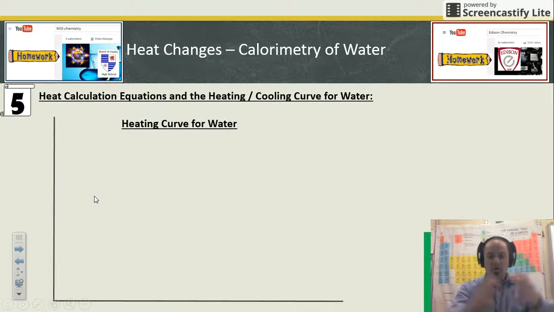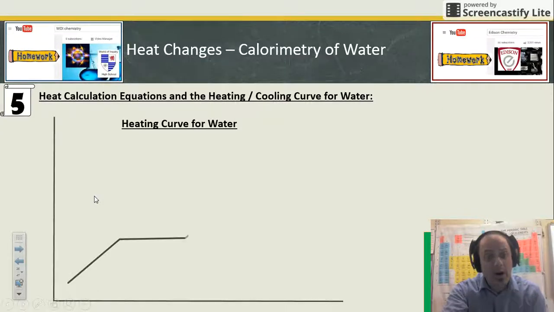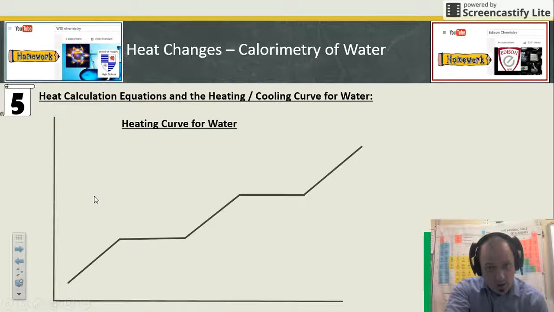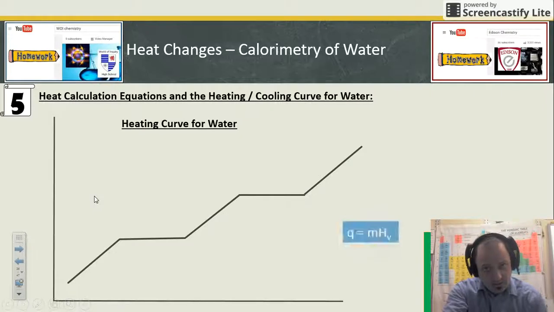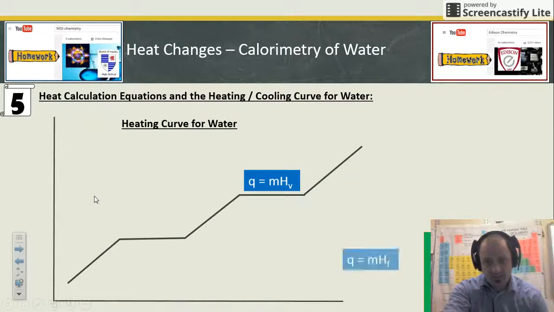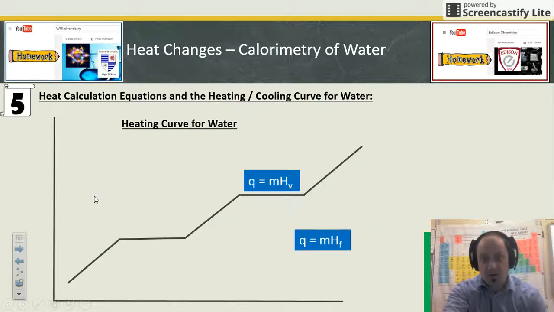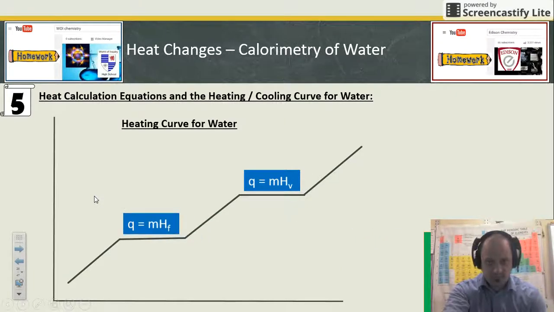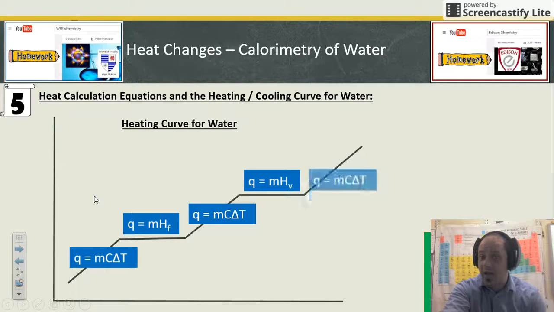Okay, we're going to see a cooling curve and a heating curve, and we're going to label up where to use each equation. Not the phases, but where to use each equation. The heat of vaporization equation is on the highest flat. The heat of fusion equation goes on the lower flat. And anytime we see a change in temperature, we will use the delta T, Q equals MC delta T equation. So we'll use that in 3 different zones.